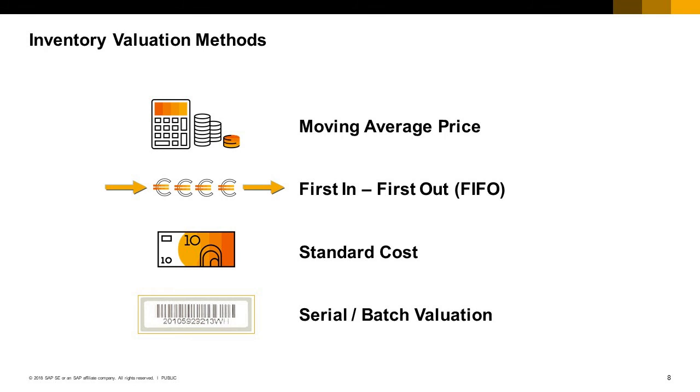Standard cost. An additional valuation method exists just for serial and batch managed items. The method is discussed in a separate course topic, serial/batch valuation method. The prerequisite for that course topic is the topic on serial numbers and batches. In this course we focus on the 3 inventory valuation methods that can be used for any item: moving average price, FIFO and standard cost.